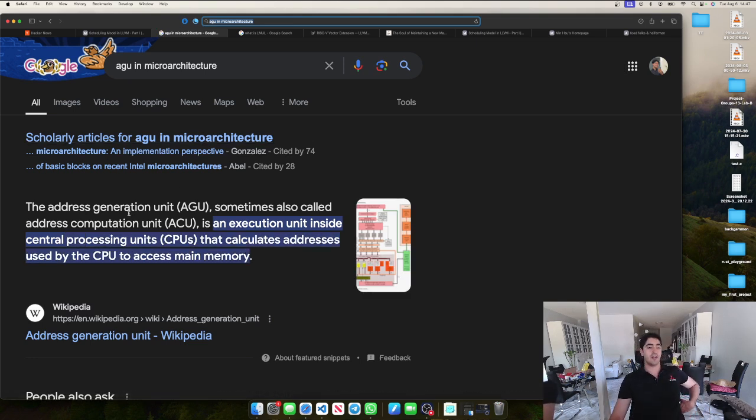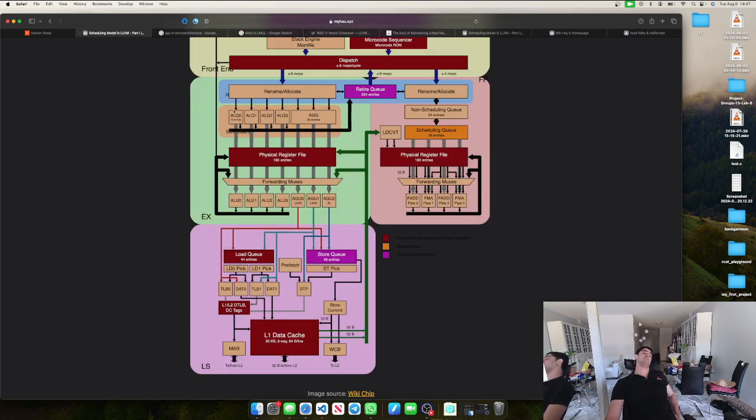Address generation unit, sometimes also called address computation unit. ACU or AGU is an execution unit inside central processing units that calculates addresses used by the CPU to access main memory. Oh, I see. So maybe when you do the assembly things to go fetch something, it's actually doing this. Probably. Yes.